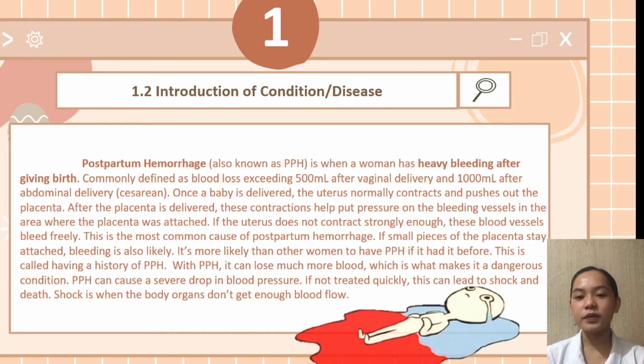This is the most common cause of postpartum hemorrhage. If small pieces of the placenta stay attached, bleeding is also likely. A woman is more likely than other women to have PPH if she has had it before. PPH can cause a severe drop in blood pressure if not treated quickly. This can lead to shock and death. Shock is when the body's organs do not get enough blood flow.